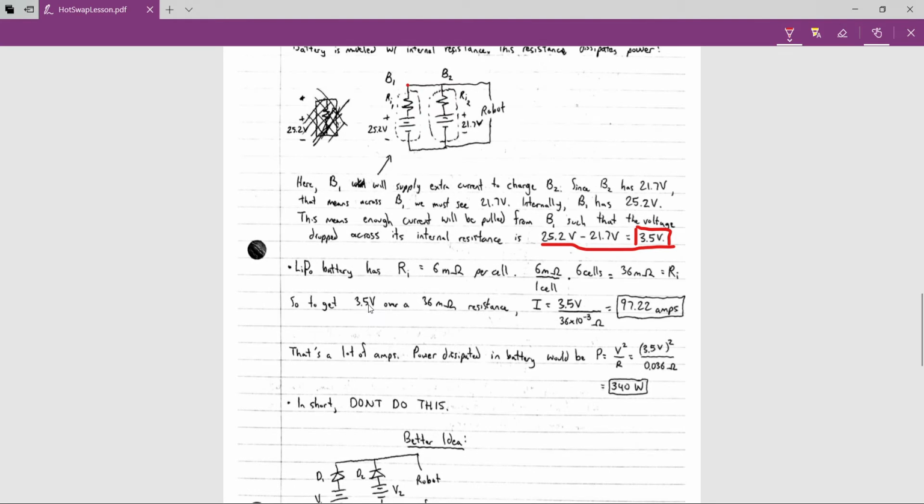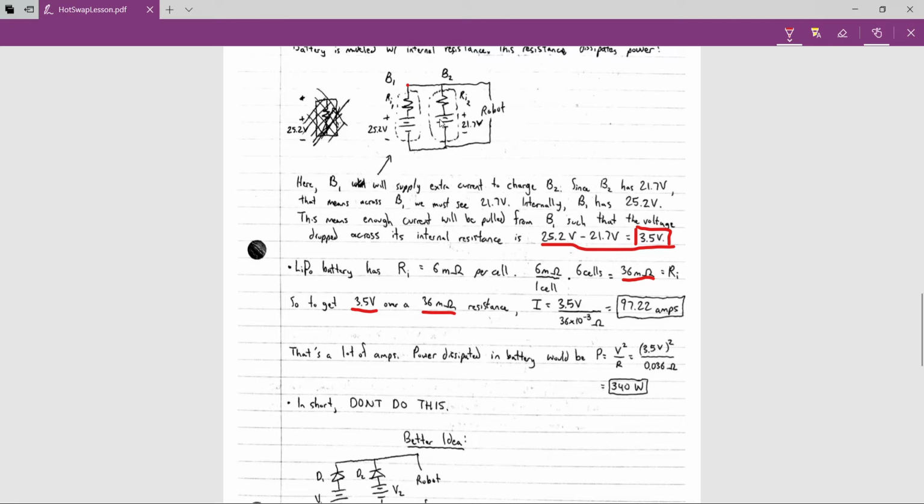So in order for us to have a 3.5 volt drop across this resistance, the internal resistance for a LiPo battery I looked up is roughly 6 milliohms per cell, and we have a 6-cell battery, so that means we have 36 milliohm internal resistance. So to get 3.5 volts across 36 milliohms of resistance, you can just do current is equal to voltage over resistance, and that gives you 97.22 amps. So just connecting these two together in parallel, you're going to have 97.22 amps pulled from this battery to charge this battery here, and that's a lot.